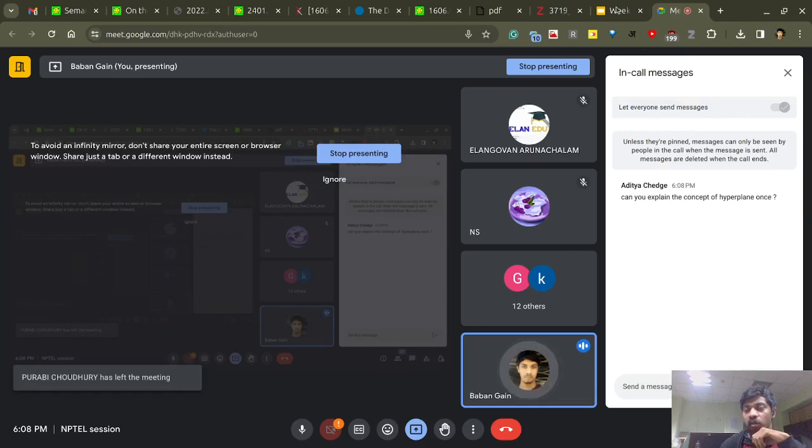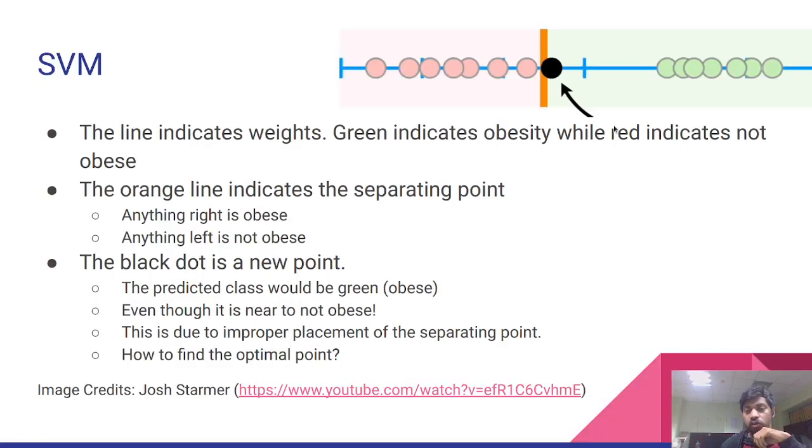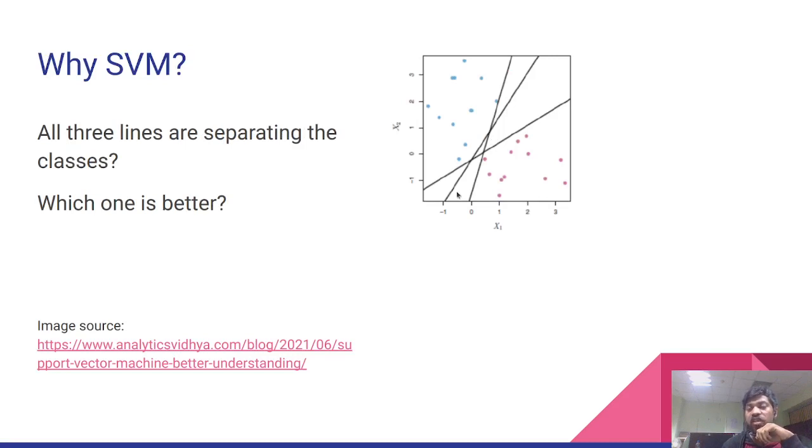Okay, the concept of hyperplane. Suppose there are multiple points here and multiple points here, and we are separating them via a point. This is for one dimensional data. Whenever you do it for two dimensions, you are separating with a line. Whenever you are separating 3 dimensional data, you have to separate it with a 2 dimensional thing. So that is the point here.